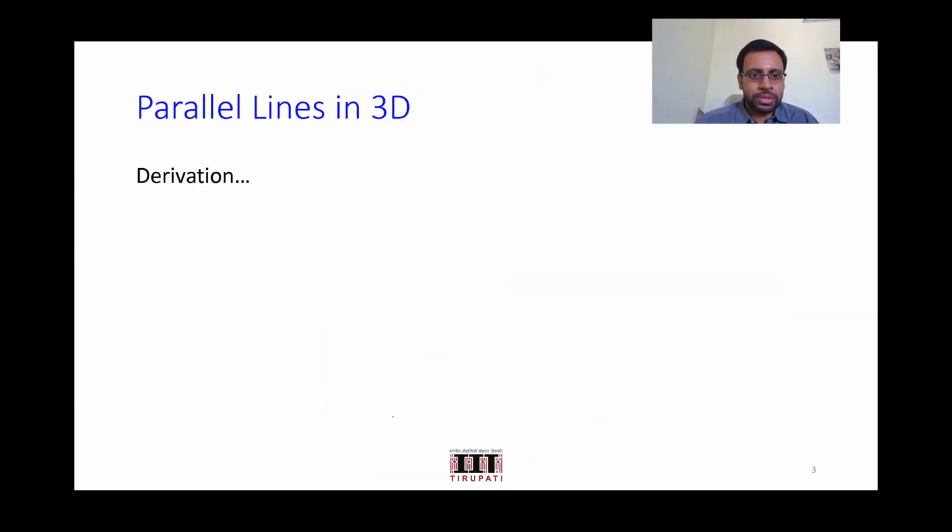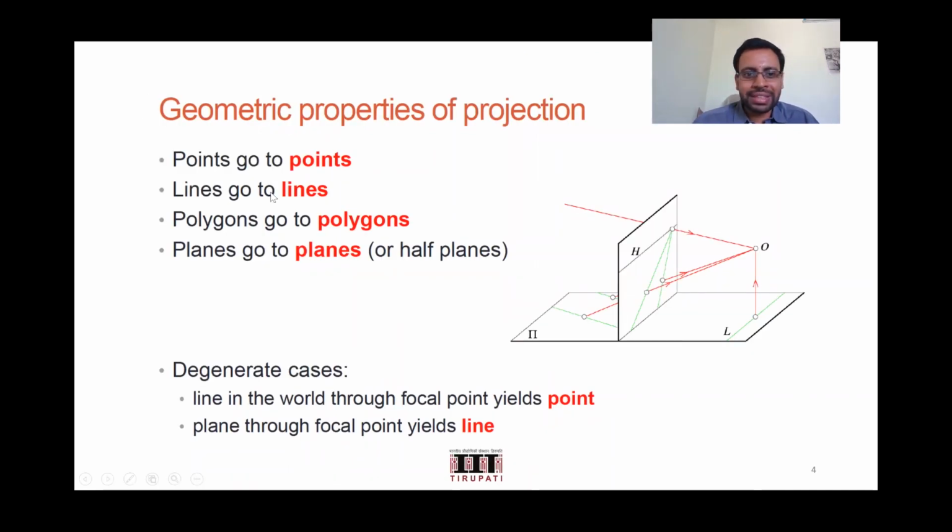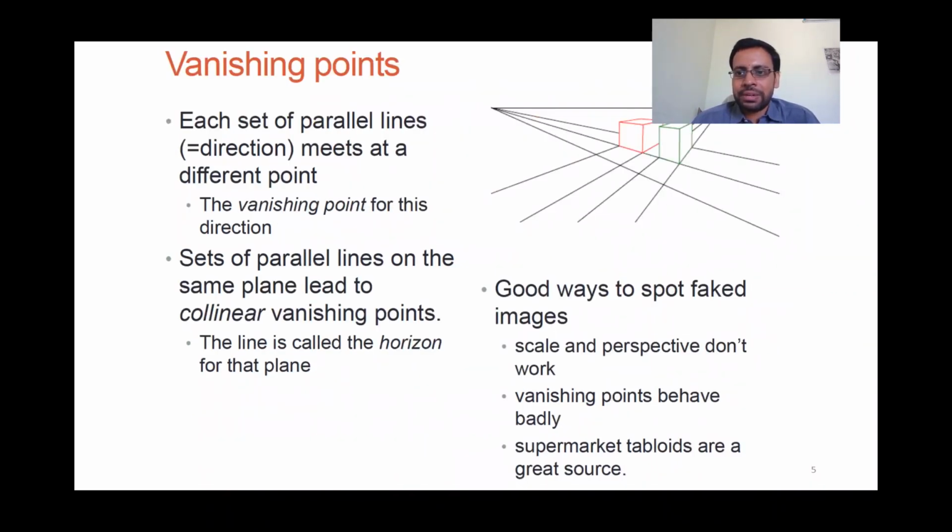So points go to points, lines go to lines, and even a line in the world can go to a point as well, right? A polygon would still map to a polygon. Planes go to planes or half planes. These are similar to the points we made earlier while discussing image transforms. That's what you could observe in the case of the perspective projection.